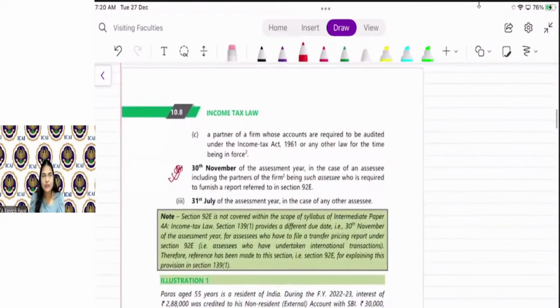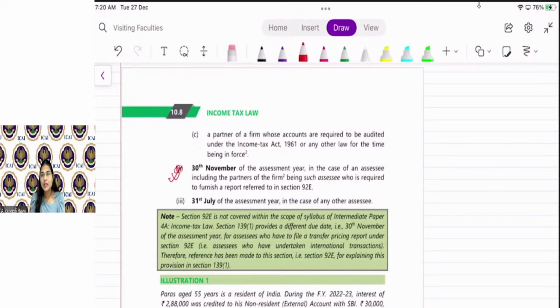A partner of a firm whose accounts are required to be audited under the Income Tax Act or any other law for the time being includes... If the partnership firm is required to get its books of account audited under the Income Tax Act, then the due date for filing return of income for that partner is also 31st October. Why? Even if the partner is an individual.